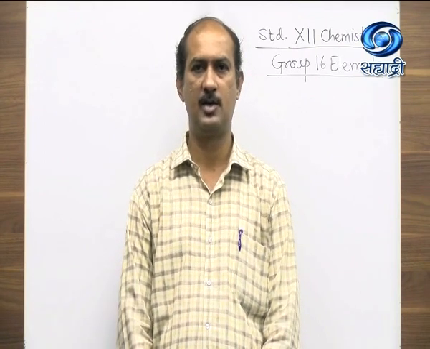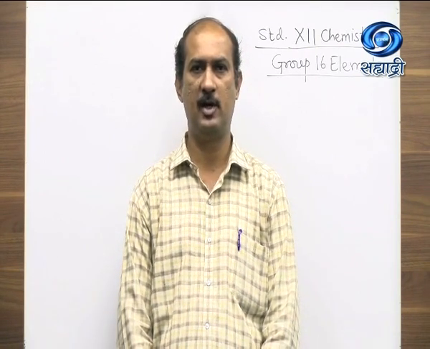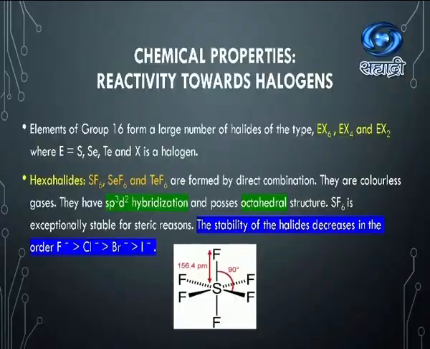We started the discussion of group 16 elements. So let us continue with the chemical properties of group 16 elements. In the last class, students, we saw atomic properties of group 16, then physical properties of group 16, and some of the chemical properties of group 16. So let us continue with the same, that is chemical properties, in that reactivity towards halogens.